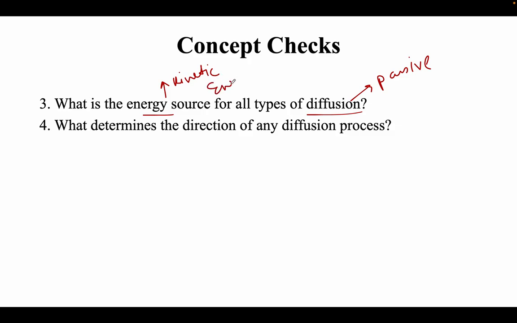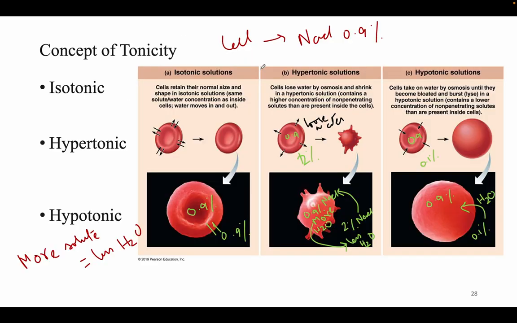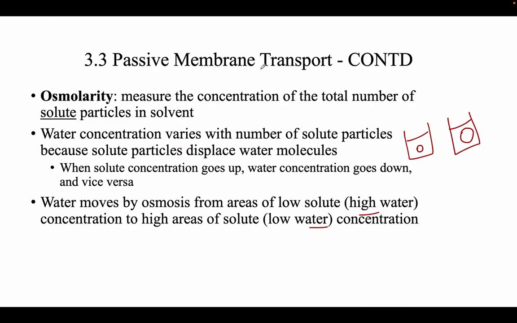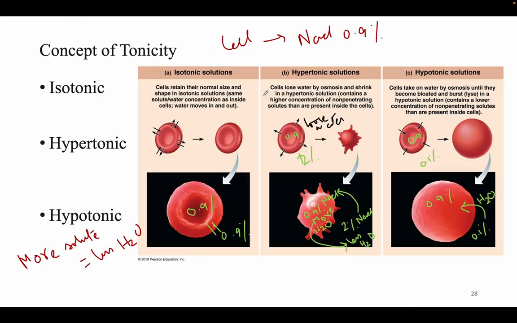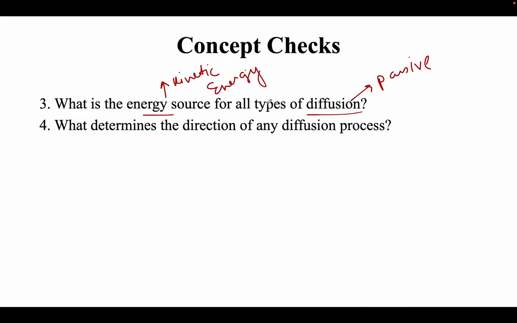So the kinetic energy in every molecule, whichever one you're talking about, let's say water, or any of these lipid insoluble or soluble molecules that we spoke about, they have their own kinetic energy, right? So they will use their own energy to move around, provided there is a concentration difference, otherwise they will not. Okay, so the first is basically the kinetic energy, and what determines the direction is the concentration difference. All right.